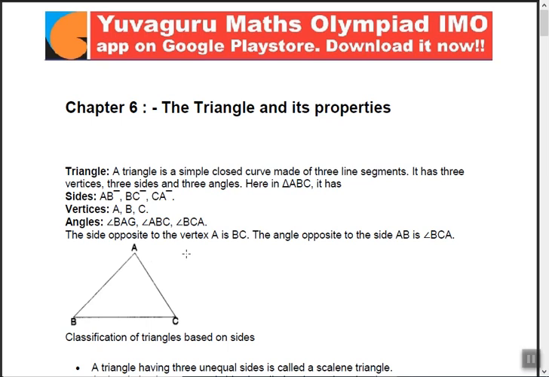So in theory you learn that the angle opposite to side AB is BCA. See here, AB, angle BCA. Somebody can call it ACB also. Somebody can call it only angle C also. Anything is okay, but C should be in between. That's important.